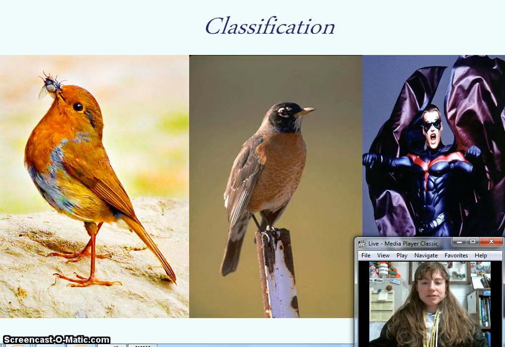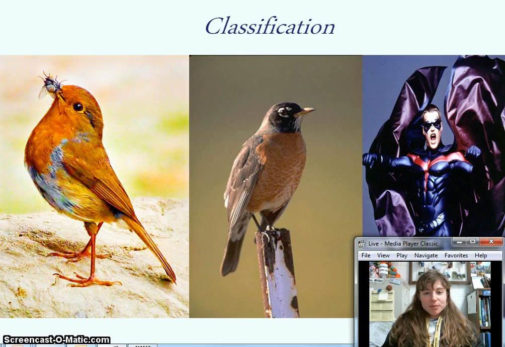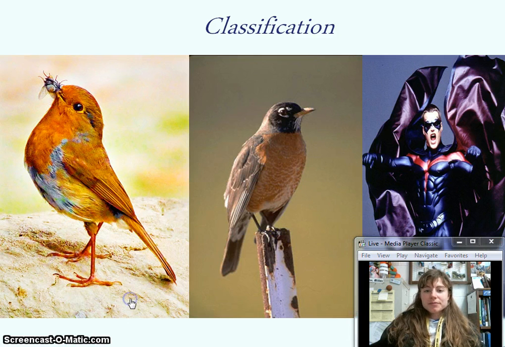So what you see on your screen here are three different types of robins. The one on the right is a little bit less similar to the others, but you could argue that they go by the same name. So you see what I might be getting at here, which is that we need an official naming system so that we can discern different organisms.